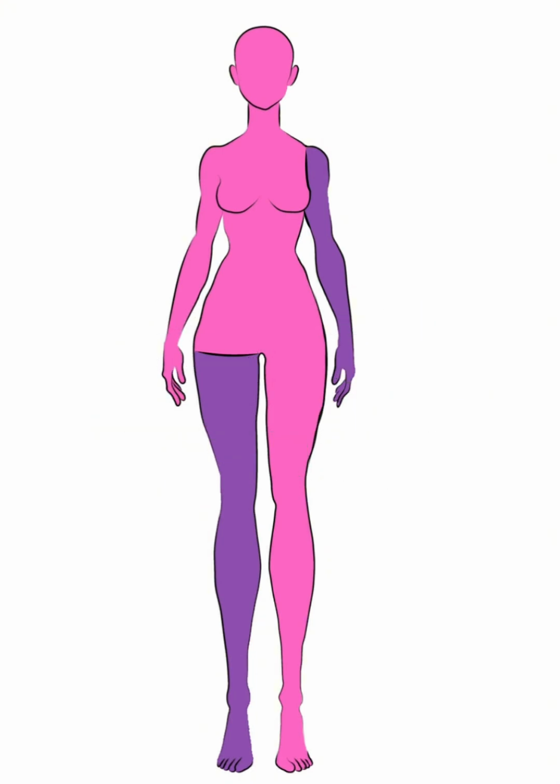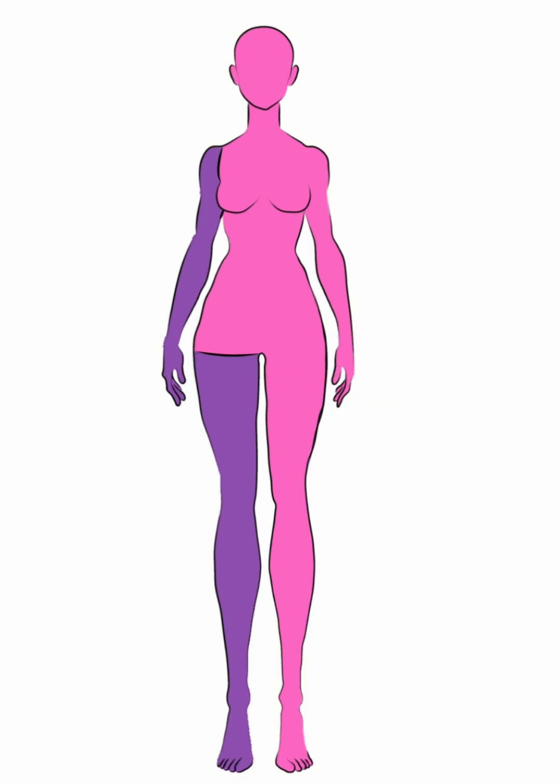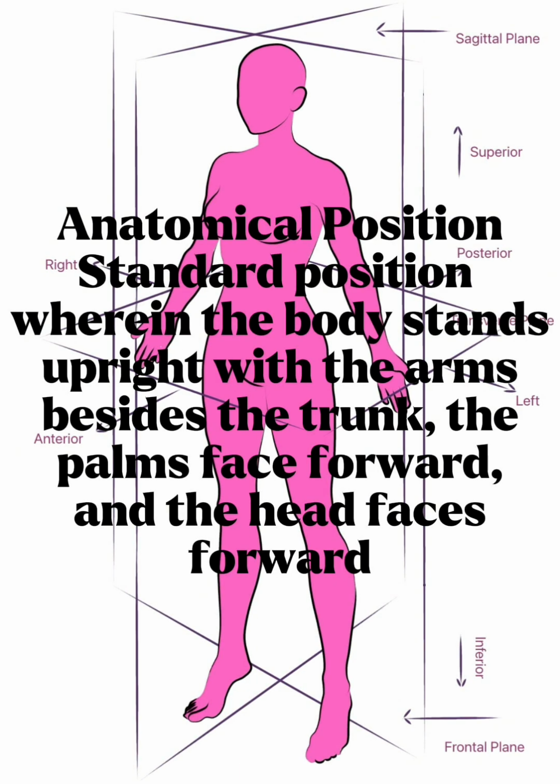Contralateral movement happens when opposite sides of the body work together. Walking is a perfect example. The right arm moves with the left leg. Isolateral movement involves the same side of the body working together. Think of stepping forward with your right leg while your right arm moves forward.